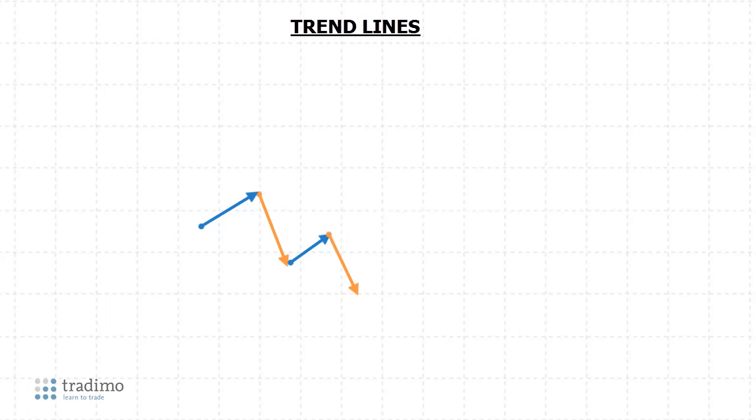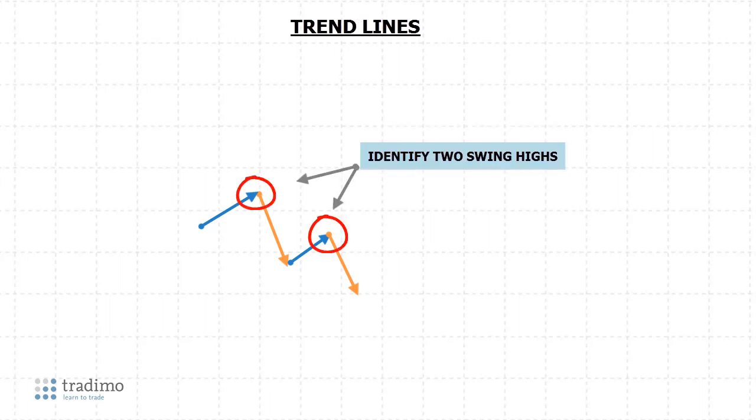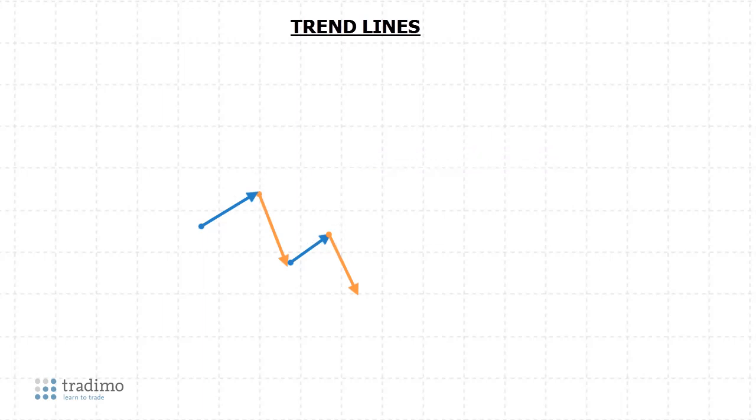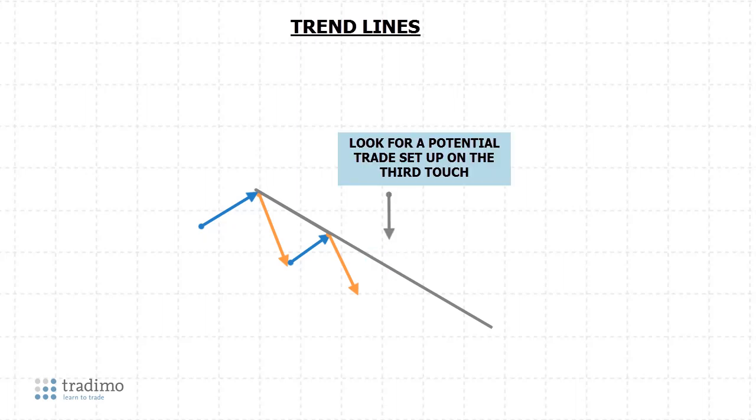In order to draw a trend line, you need a minimum of 2 reference points on a chart. Firstly, identify 2 swing highs that stand out to you on a chart. Draw a trend line from the first high to the second high, and then extend this line out on your chart. We will look for a potential short trade when price returns to the trend line for the 3rd time.